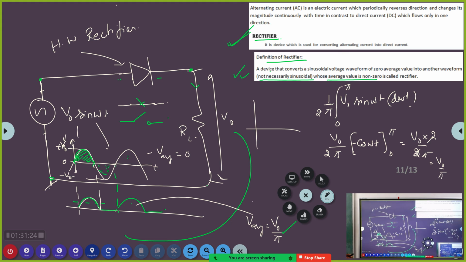Yes, clear. Sir, but this way only half of the time you will be getting the supply, sir, and it will be fluctuating continuously. Yes, let it fluctuate. It will fluctuate, correct.